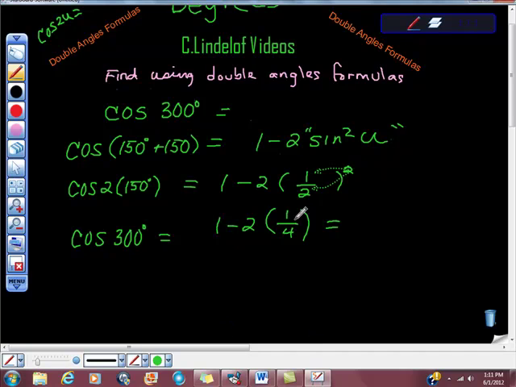Then we go back to here. Now we can distribute this math, and we have 1 minus, well, 2 times 1 is 2. 2 over 4 is 1/2. So we get 1 minus 1/2 is 1/2. Therefore, just as we suspected, cosine of 300 degrees, proven using double angle formulas, is 1/2.